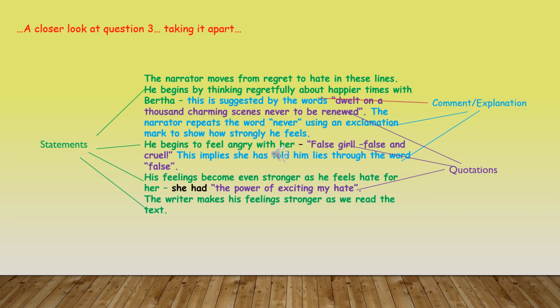This slide looks at question 3 again, but I've color-coded it here so that you can see how you can combine statements, the green text, with comments and explanations, that's your blue text, and then quotations which justify or help justify your points. And if you do it this way, if you argue your case clearly, you will get credit. There's no right or wrong answer in how you must say it, and I think that should give you confidence in tackling question 3.